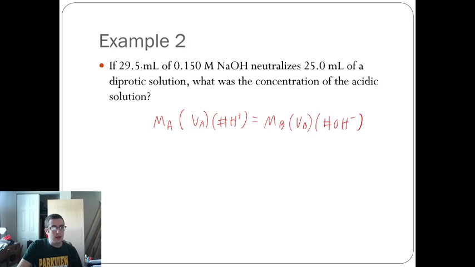So I see this 29.5 milliliters of 0.15 molar NaOH, so that's all together. And it's neutralizing 25 milliliters of a diprotic solution, and I want to know the concentration of it. So the molarity of my acid then, I don't know, because I'm looking for concentration. How much acid did we have? It looks like 25 milliliters.